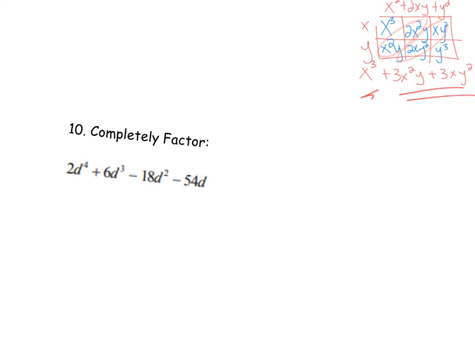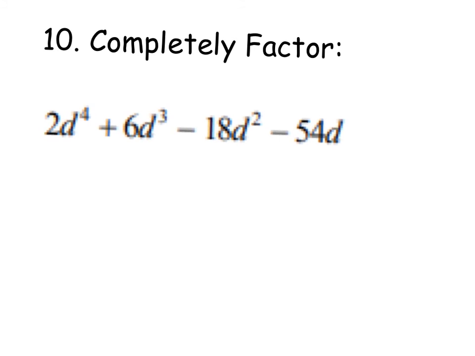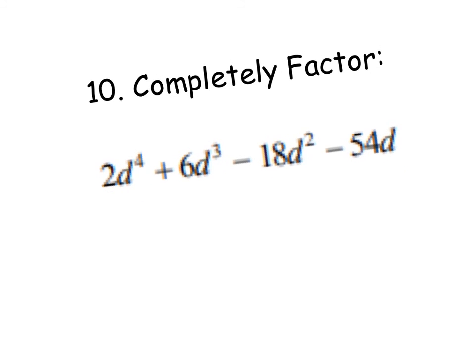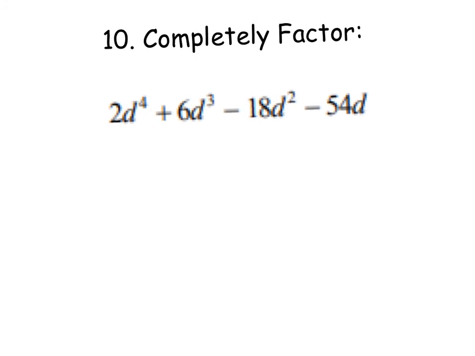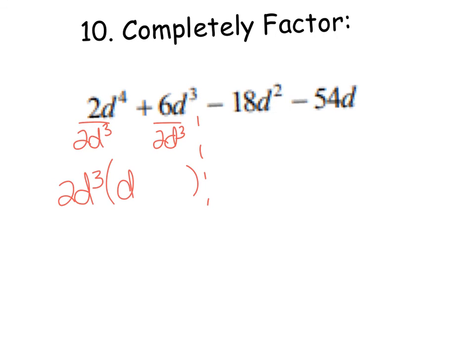All right, last question, completely factor. Now there are two approaches to this. Either you can take the GCF out first, or you can factor first, like by grouping. I don't really know which way you guys want to do, but let's pretend like you didn't see there was a GCF of D in this. Let's pretend that. So you would take out a 2 here and a D cubed. So you'd be left with 2D cubed and then D plus 3. That means you want D plus 3 on the other side.